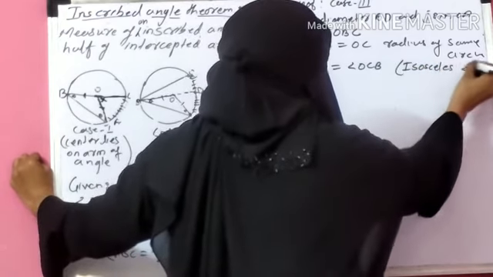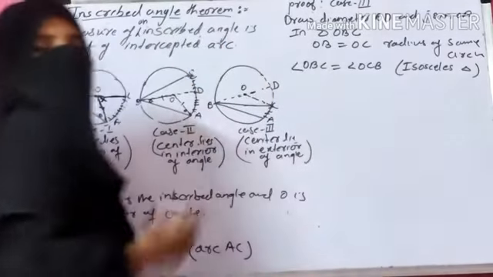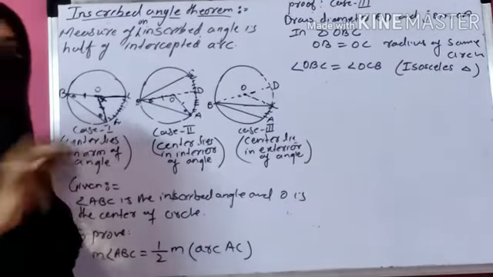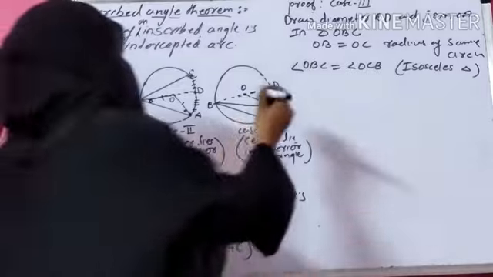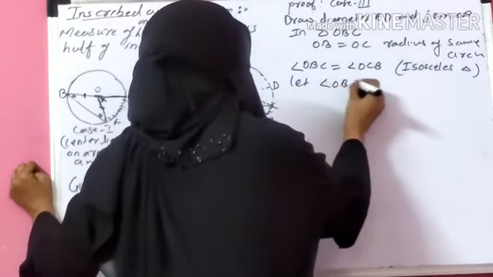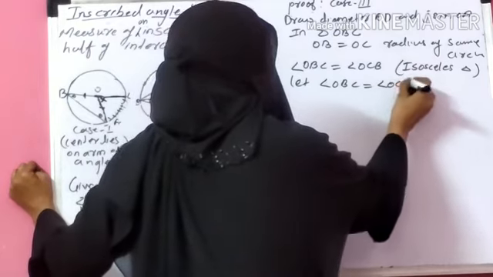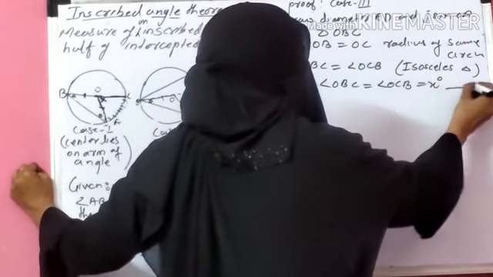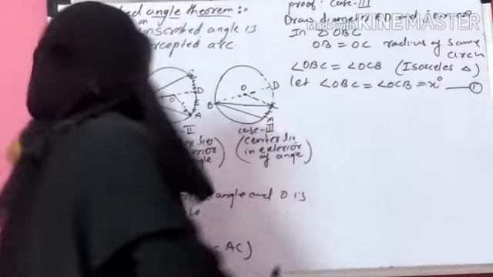Isosceles triangle. In an isosceles triangle, the angles opposite the equal sides are equal. Let's suppose the measure of this angle is x degrees. So angle OBC is equal to angle OCB is equal to x degrees. Give it number 1.